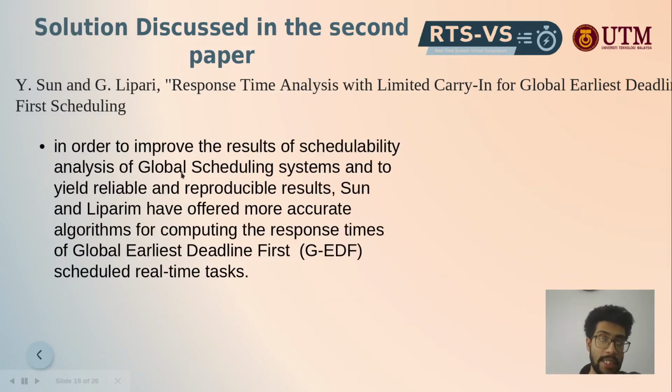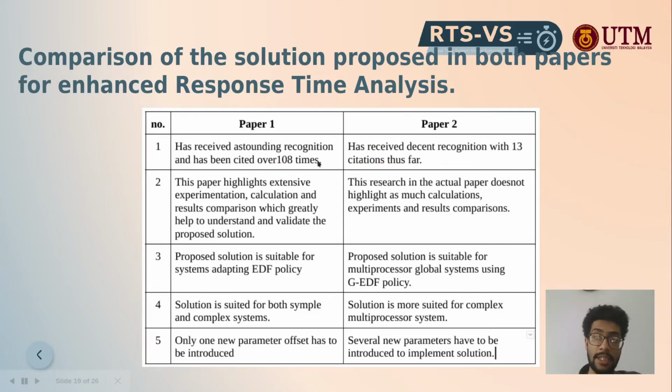And the solution discussed is, in order to improve the results of the schedulability analysis of global scheduling systems and to yield reliable and reproducible results which could not be done before, the researchers have offered more accurate algorithms for computing the response time of global earliest deadline first scheduling real-time tasks. So here is the detailed comparison.